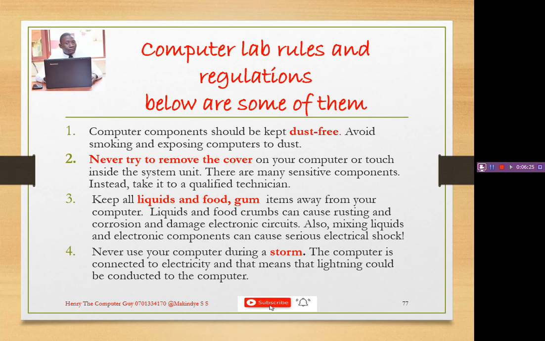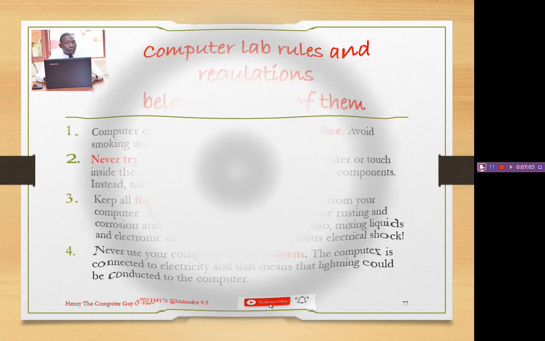And number 4 tells us to never use your computer during a storm. We talked about this one earlier. The computer is connected to electricity, and that means that lightning could be conducted to the computer lab. Do you know the budget you're going to be destroying? How many computers do you have in the lab? Whenever it is raining heavily or during a storm, don't attempt to use a computer. But we said you can use some items to prevent that: installation of lightning conductors on the computer lab to absorb the lightning. Or don't use the computer during a storm. Continue.